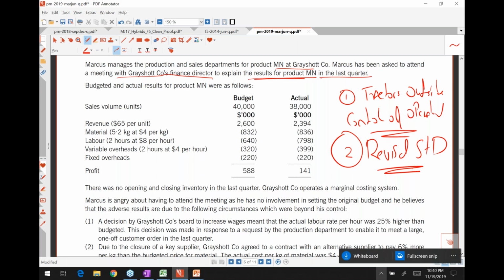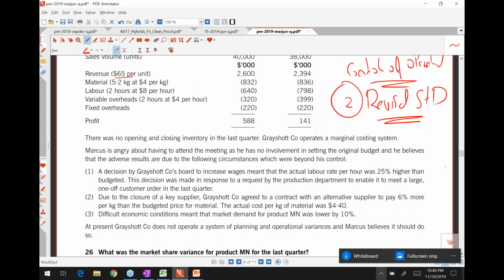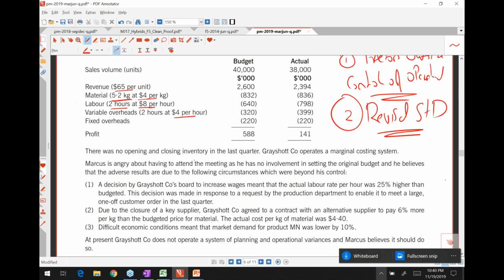While reading the scenario, look for the factors that are uncontrollable for the operational team. And once you find it, just revise the standard for those. So let's move on. Have a good look here. We have revenue 65 per unit, material kg and the rate, labor hours and the rate, variable and fixed. There was no opening or closing inventory. Let's test here. Are you all with me? I'll ask you the questions, you will reply to me. Keep these $1 million things in mind, these two.